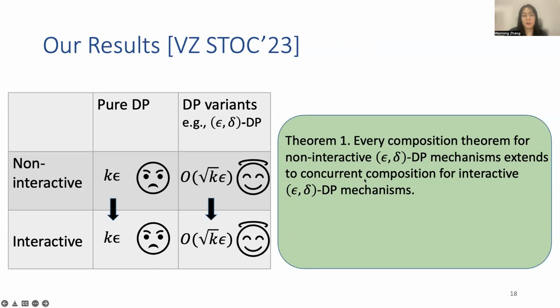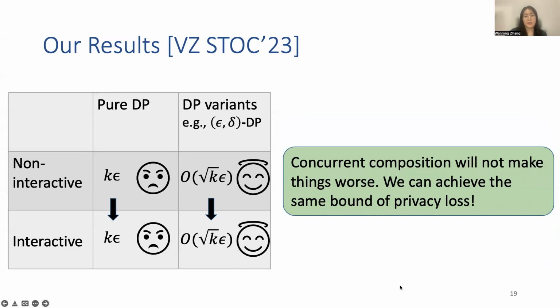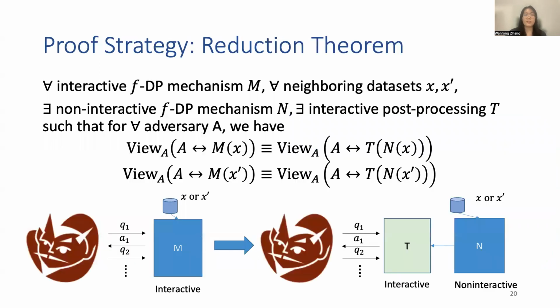And similarly, we also show the same analog for theorem 1 also holds for this more general relaxation of FDP. And in particular, theorem 1 follows directly from theorem 2 because FDP captures epsilon-delta DP as a special case. So in the rest of this talk, I'm going to focus on FDP. So basically, our result tells us the concurrent composition will not make things worse. We can achieve the same bound of privacy loss as in the sequential composition case. So in the next few slides, I'll talk about how to prove this result.